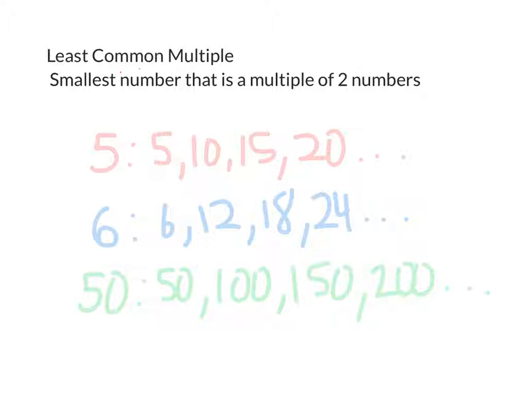So now we're going to look at least common multiple. And the least common multiple is the smallest number that is a multiple of two numbers. So we're going to get to that in a second, but let's talk about what multiples are first.